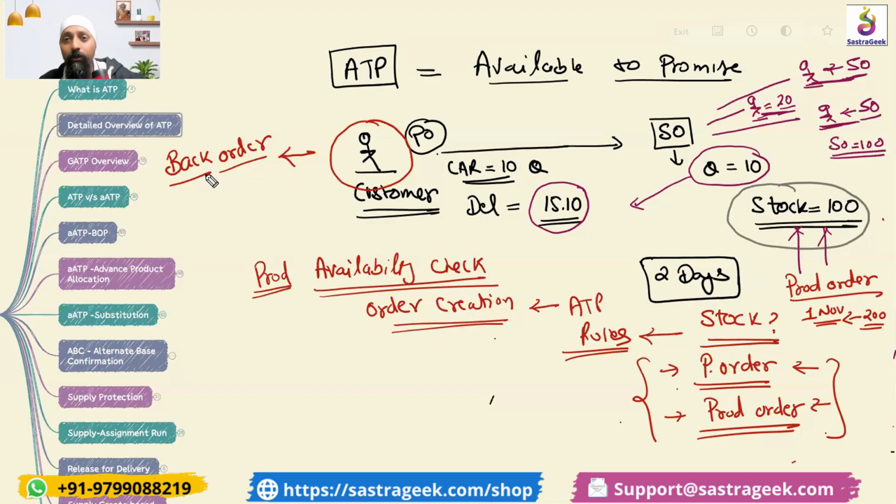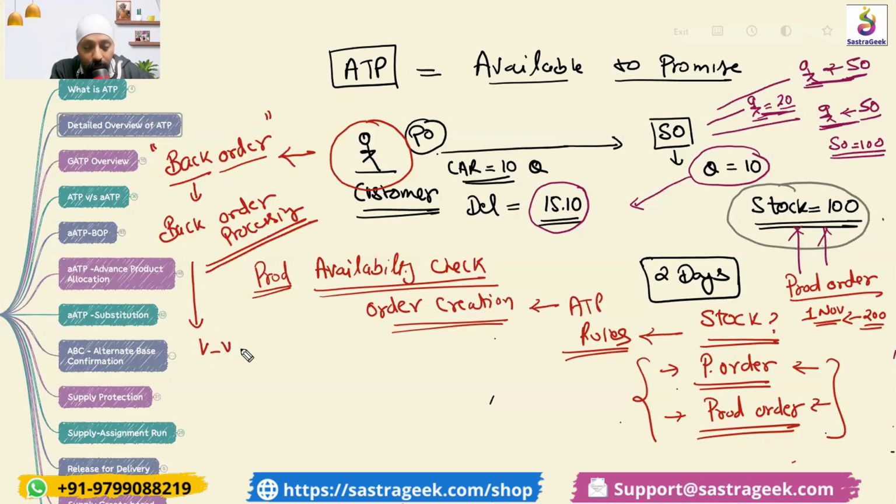A back order is nothing but a normal order which is not committed yet, for which we have not given the confirmation. Committed quantity is 0 as of now. Requested quantity is there, but committed quantity is 0. Those orders are called back orders. These back orders go into back order processing. For back order processing, we have V_V2 in SAP. That batch job we can run.